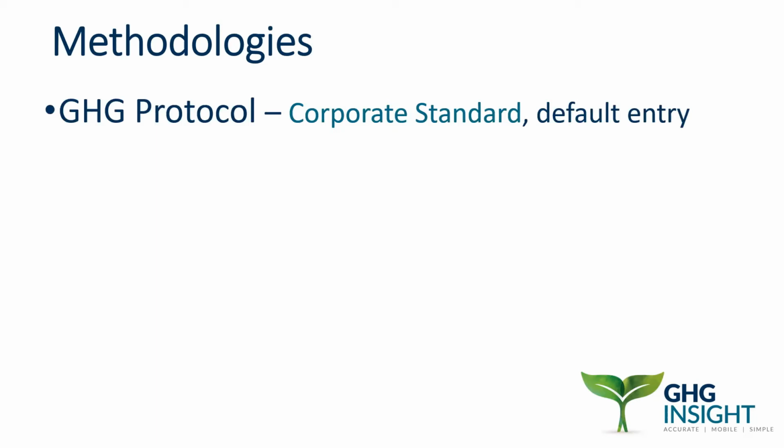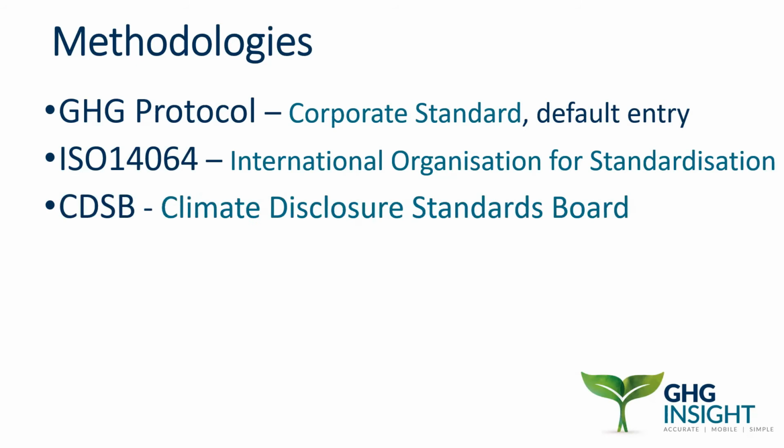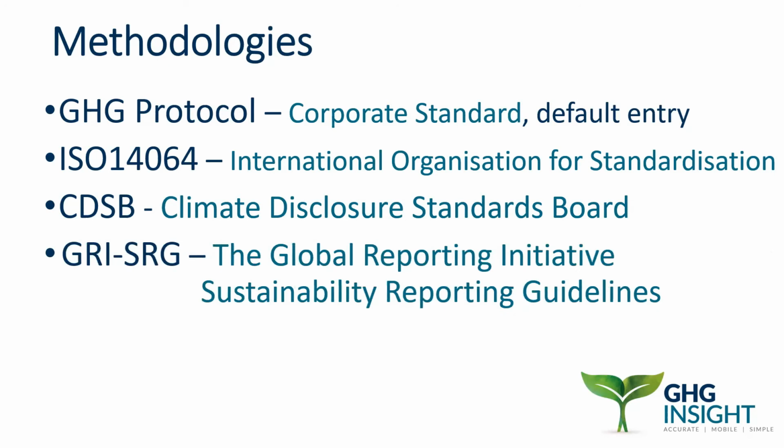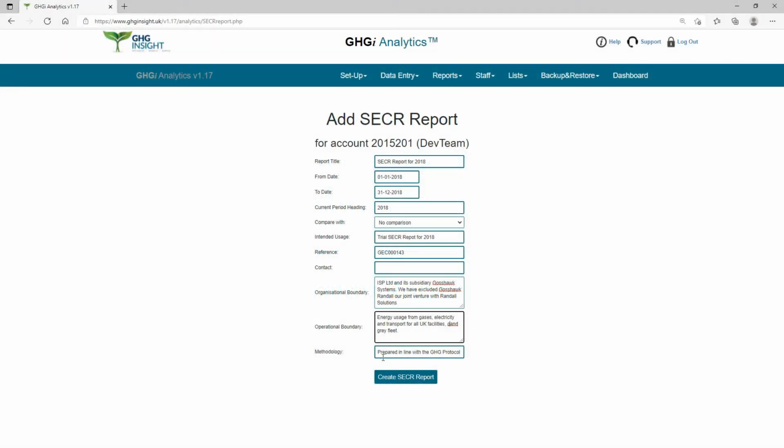There are other options, including ISO 14064, International Organization for Standardization, CDSB, Climate Disclosure Standards Board, GRI, SRG, the Global Reporting Initiative Sustainability Reporting Guidelines. So, you could decide to use a different methodology. If you do, replace the default entry with the one you're using.